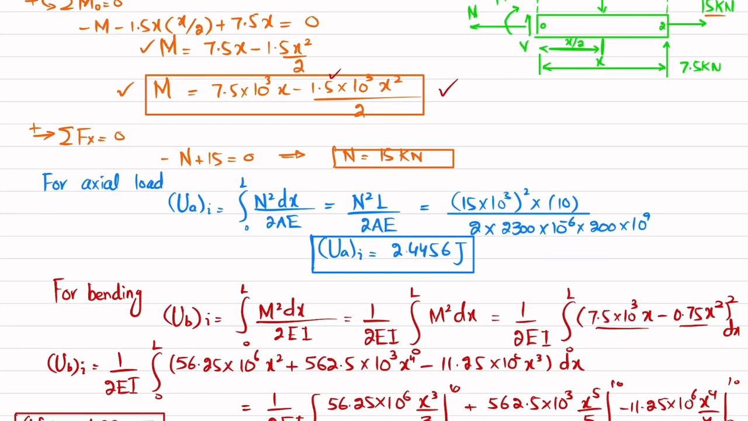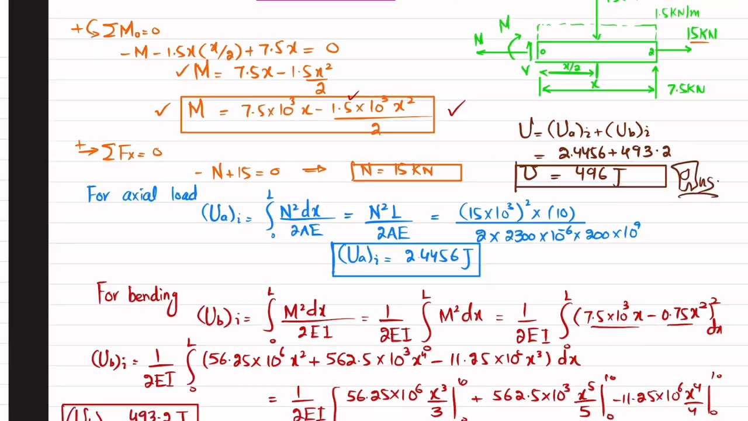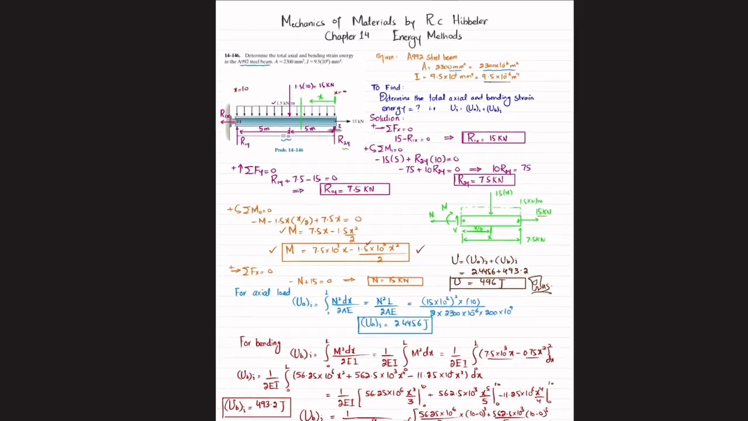Since we have been asked to find the total strain energy, the total strain energy will be equal to the strain energy due to axial loading plus the strain energy due to bending. So put the values 2.4456 plus 493.2 joules, and when you add these two, you will get 496 joule, which is the answer to this question. So this was all about this problem 14-146.